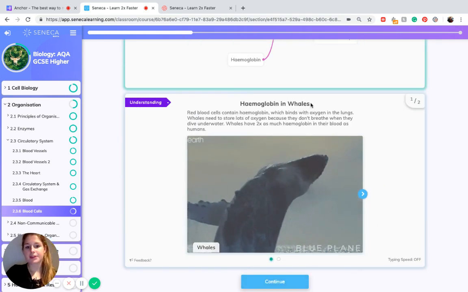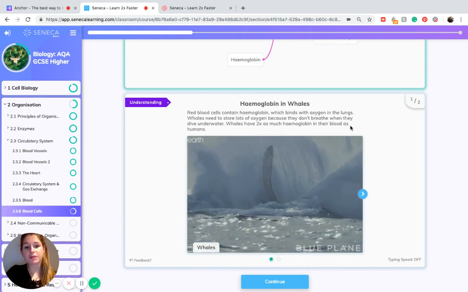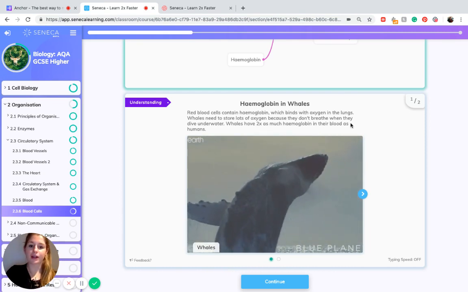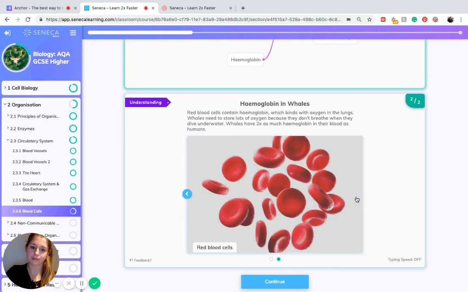So red blood cells contain hemoglobin, as I've just mentioned. Whales need to store lots of oxygen because they don't breathe when they dive underwater. Whales have 2 times as much hemoglobin in their blood as humans.